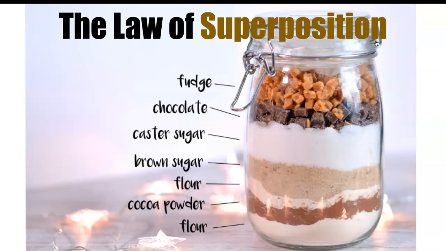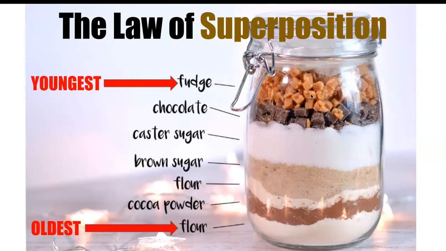So for example, using this cookie in a jar, the flour layer would be the oldest. That was put in the jar first by the person that made this cookie in a jar. So it is the oldest layer. It is on the bottom. And the youngest would be the fudge. That was put in last into the jar. It's been in there the least amount of time.